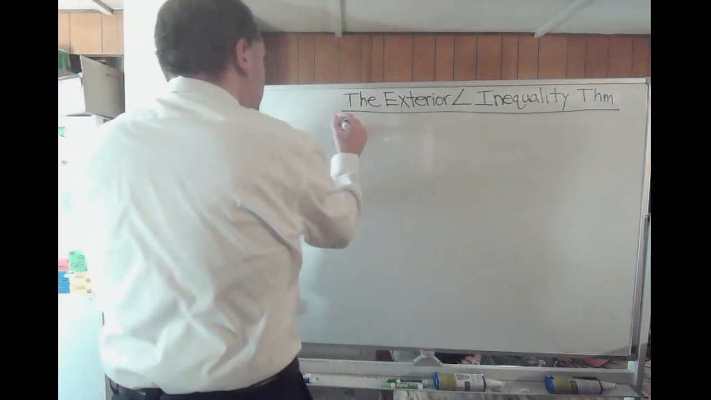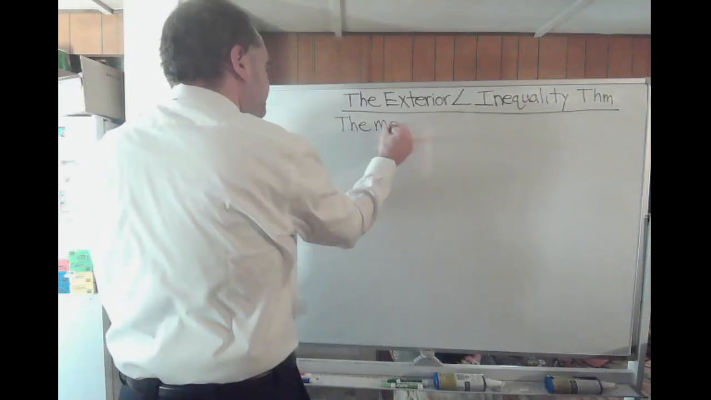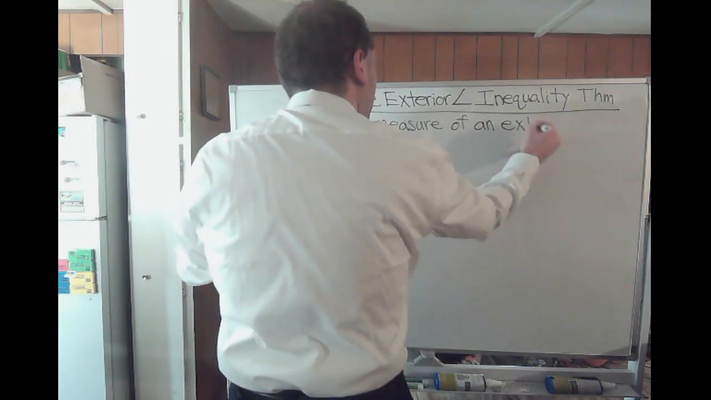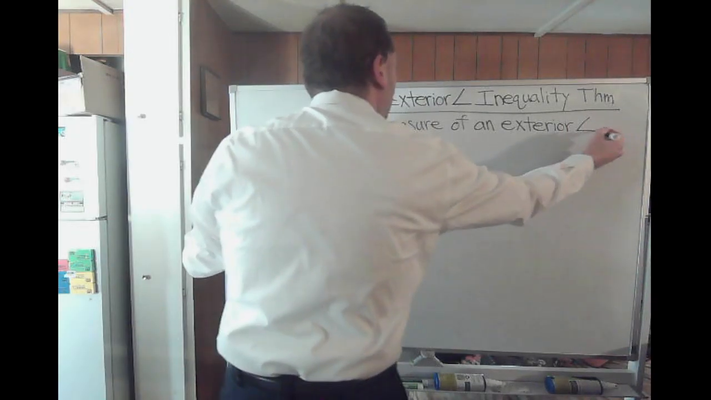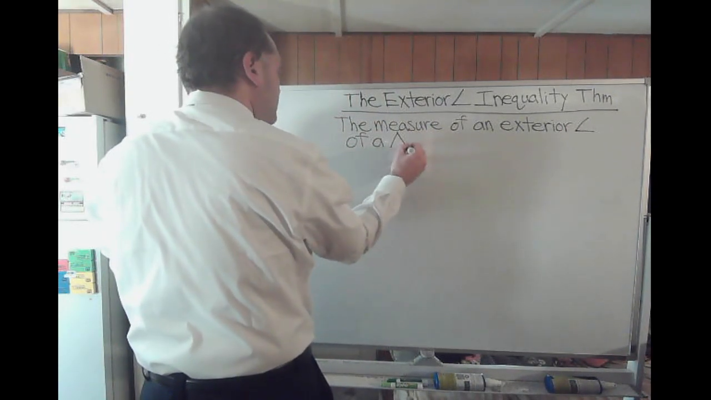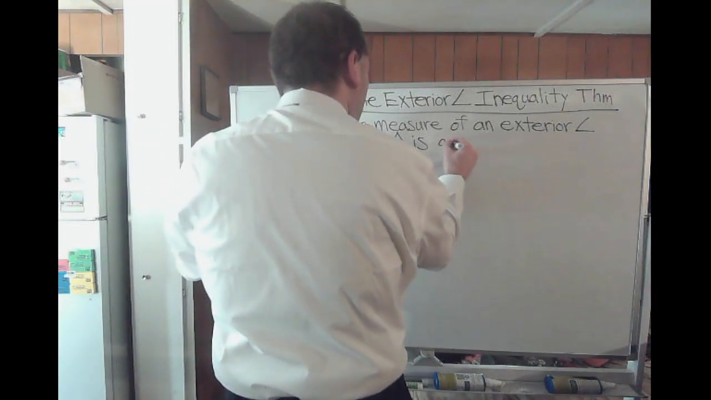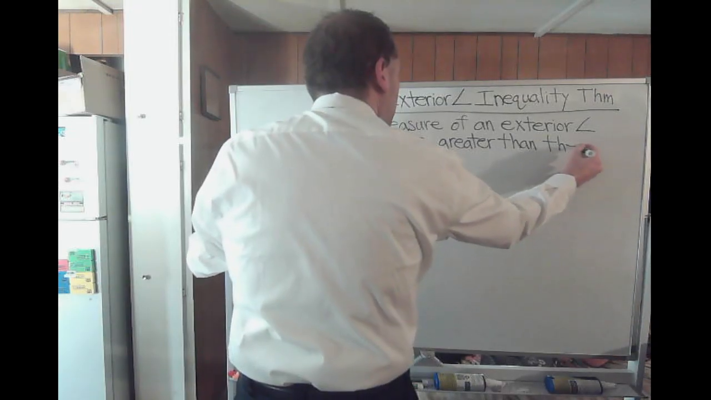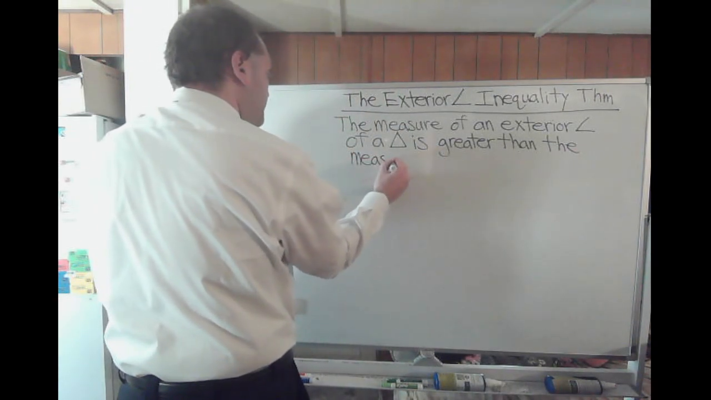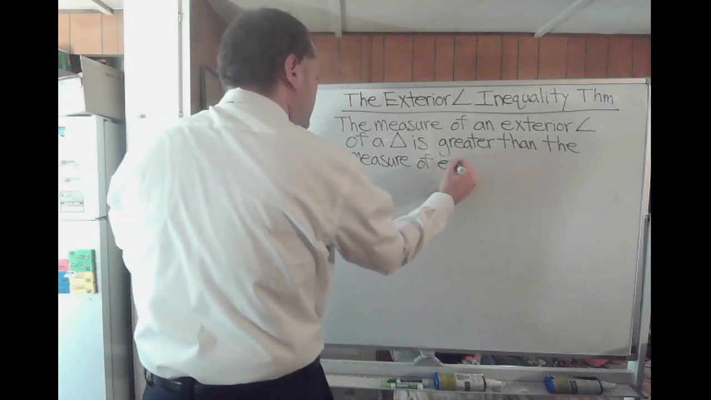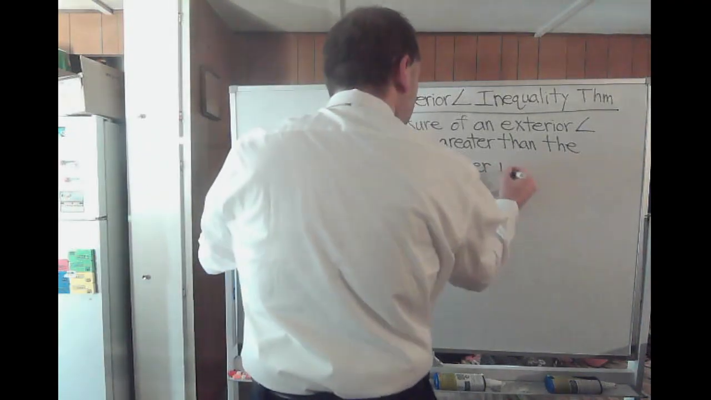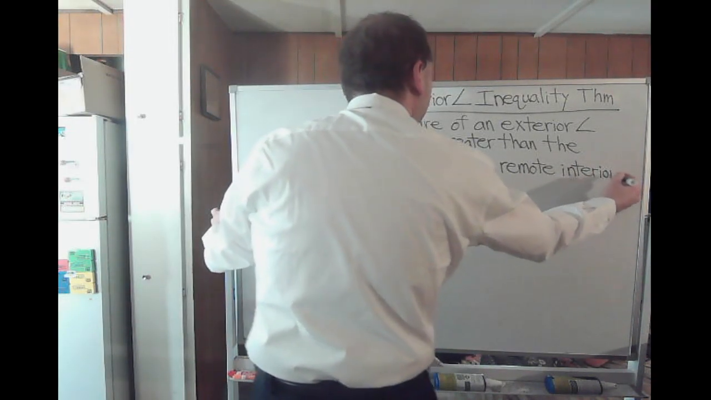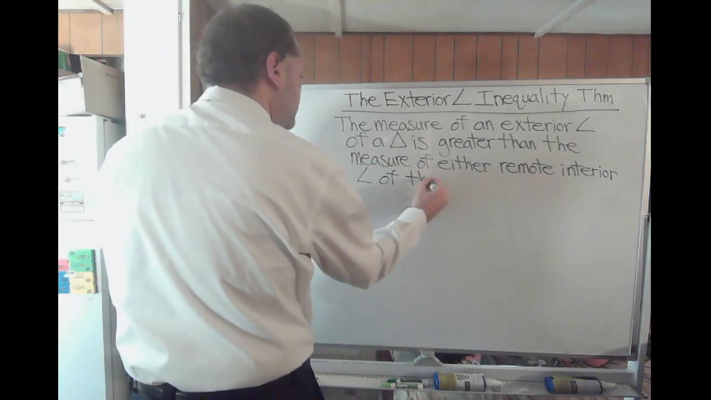What does that say? It says the measure of an exterior angle of a triangle is greater than the measure of either remote interior angle of the triangle.